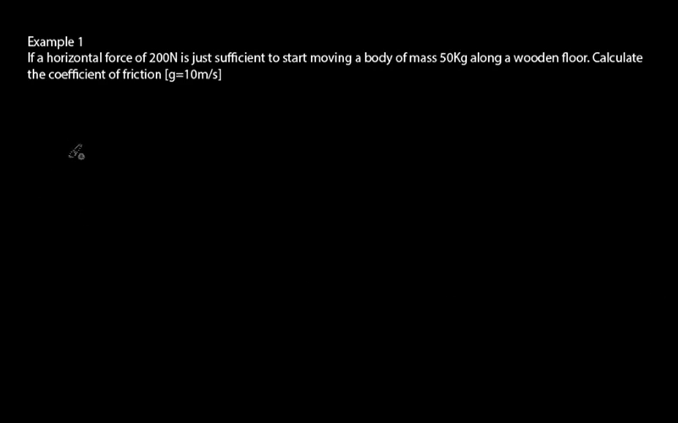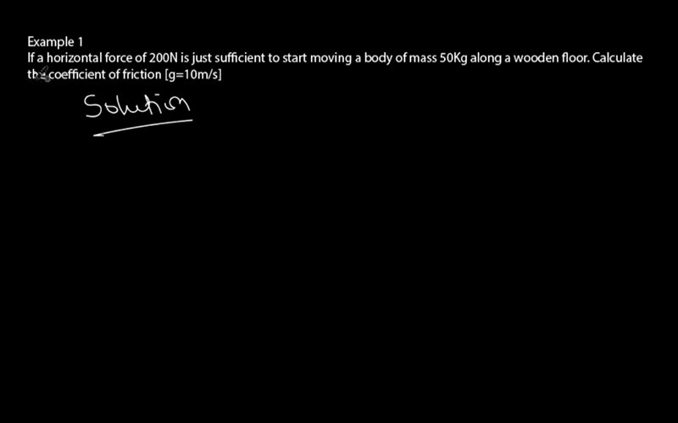Okay, so let's have a look at example number 1. If a horizontal force of 200 Newton is just sufficient to start moving a body of mass 50 kg along a wooden floor, calculate the coefficient of friction, given that gravity is equal to what? 10 meters per second square. So let's write the solution.